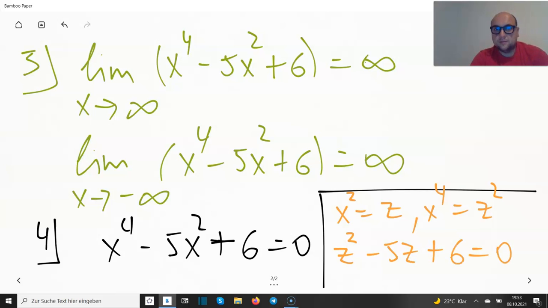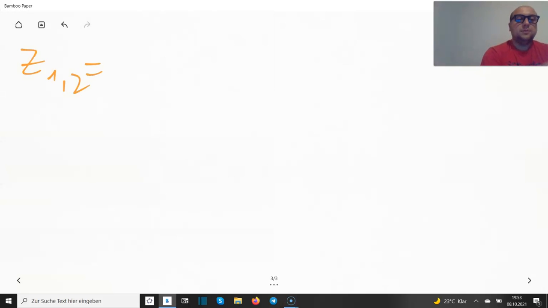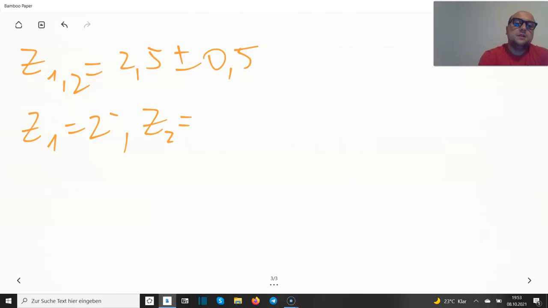And for this we can use, maybe you call it the ABC formula, in Germany we call it the PQ formula. So z1,2 is equal to 2.5 plus minus the square root of 2.5 squared minus 6. Now you easily see, 6.25 minus 6 is 0.25. We take the square root, so it's a half. So the square root of a quarter is a half, and so z1 is equal to 2 and z2 is equal to 3.